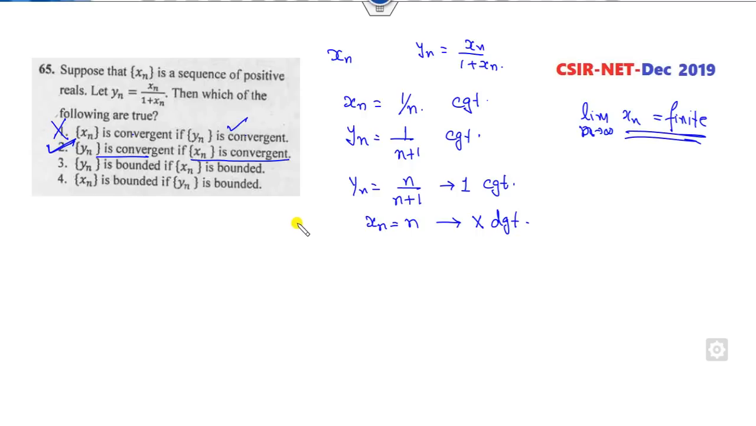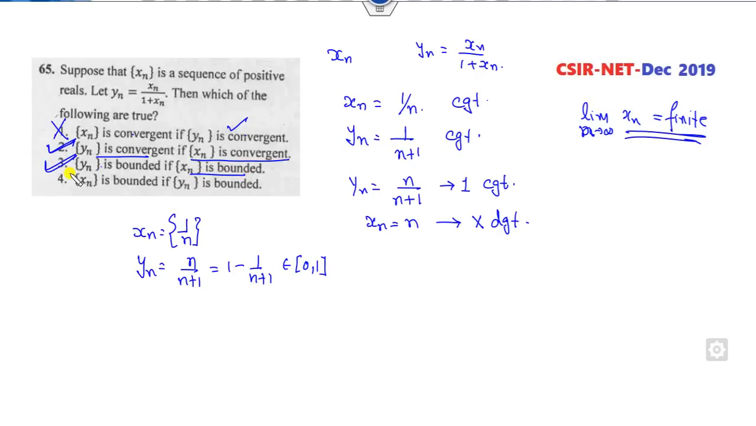Look at the next one: convergent and bounded. You can think about any bounded sequence. 1 by n is my bounded sequence. Then what is yn? If I substitute here, it is n over n plus 1. Is it bounded? Yes, it is bounded. Again, it lies between 0 and 1. xn is bounded, yn is bounded. Correct option.